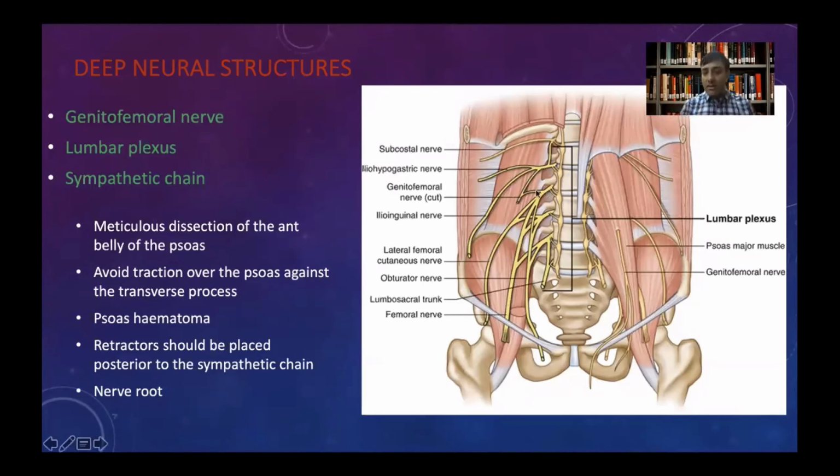So these are the two nerves, very important neural structures in relation to the psoas muscle. You also have the sympathetic chain, which is on the lateral border of the vertebral body. You have to be careful while placing the retractors or the tubular retractors not to injure the sympathetic chain.